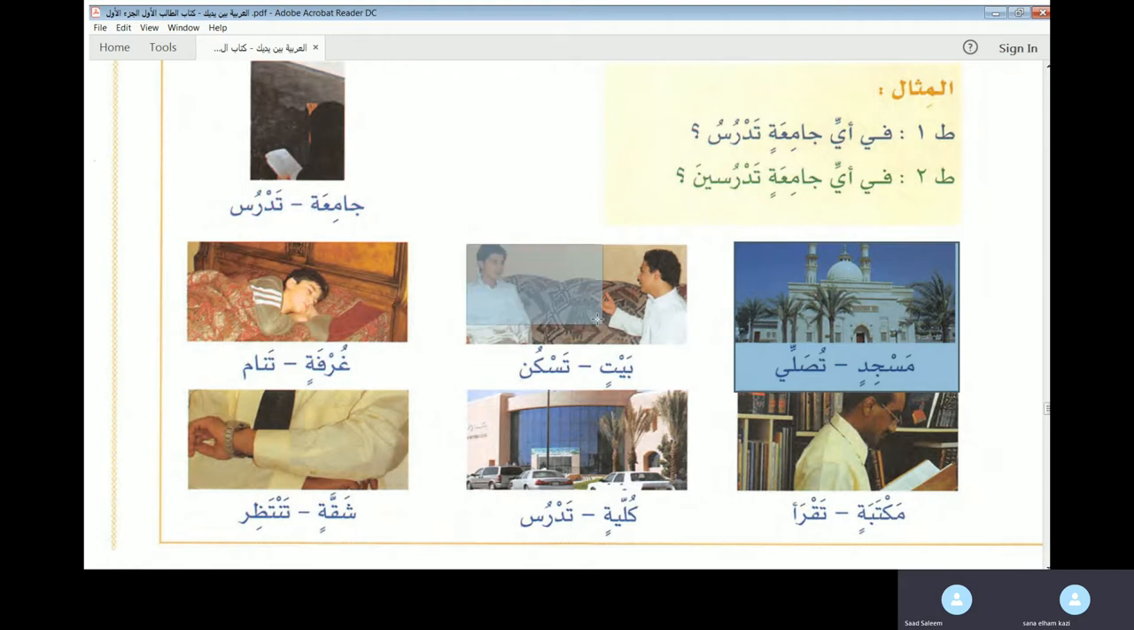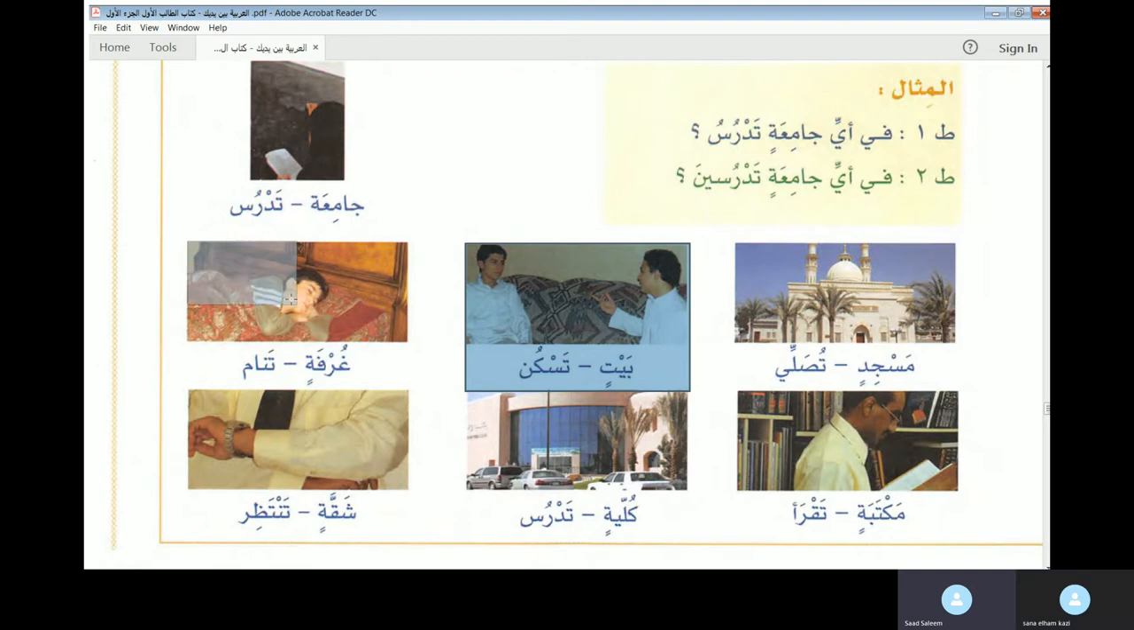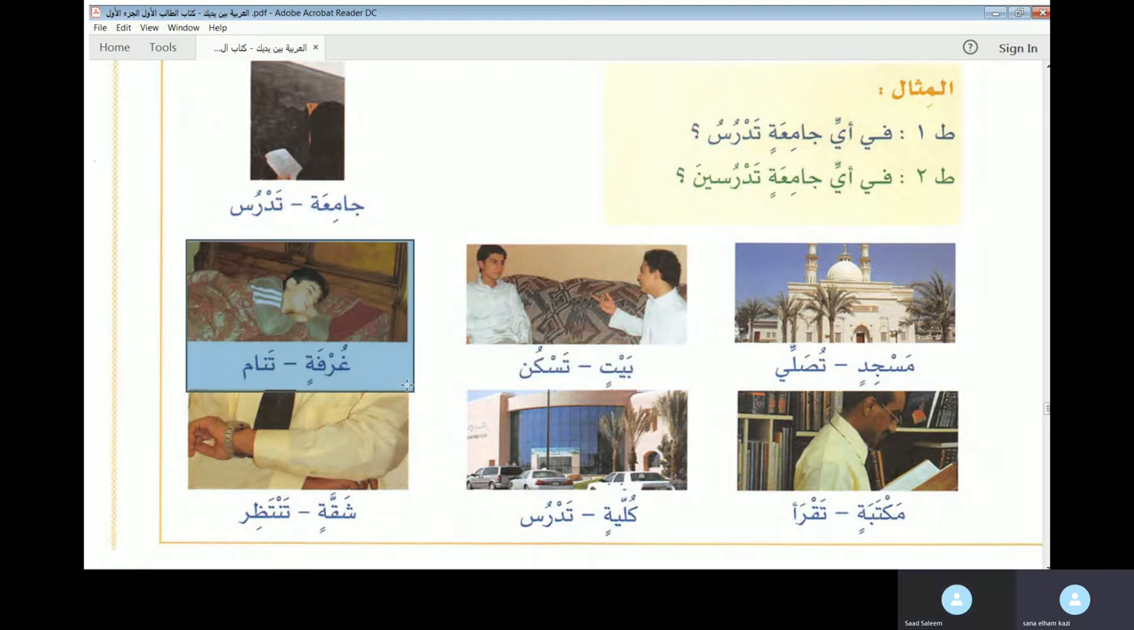So, first student: in which house do you live? Taskun means live. Second student: in which house do you live? First student: in which room do you sleep? Second student: in which room do you sleep?